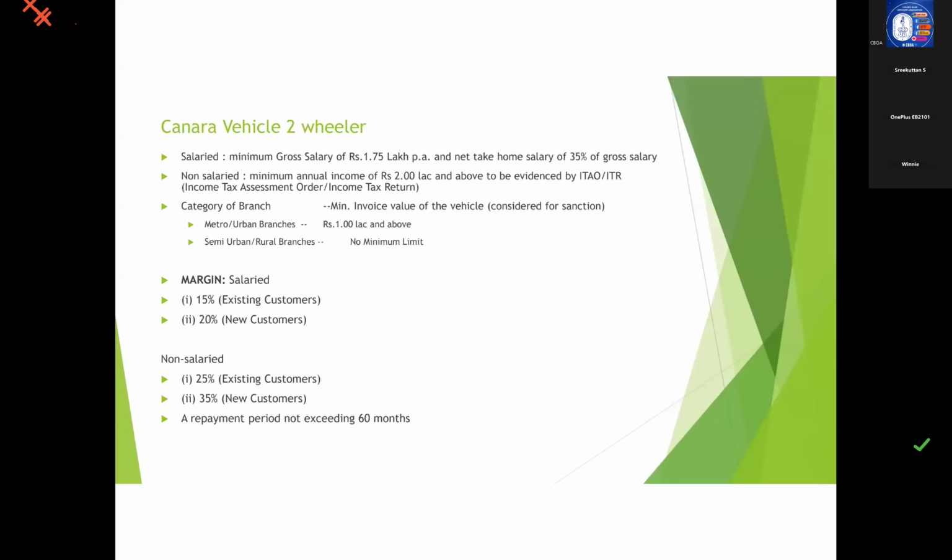For two-wheeler, how many years ITR? See, it is better to take the questions at the end of the class. You can ask the questions in the chat box. I will discuss it at the end.